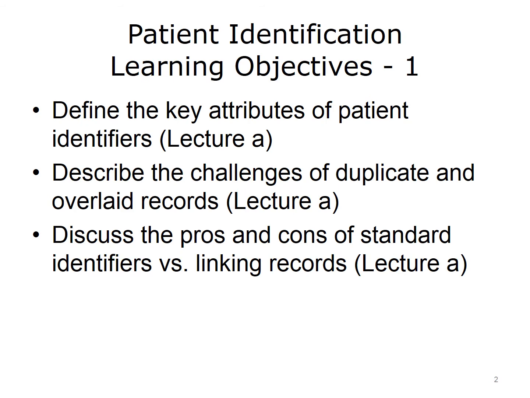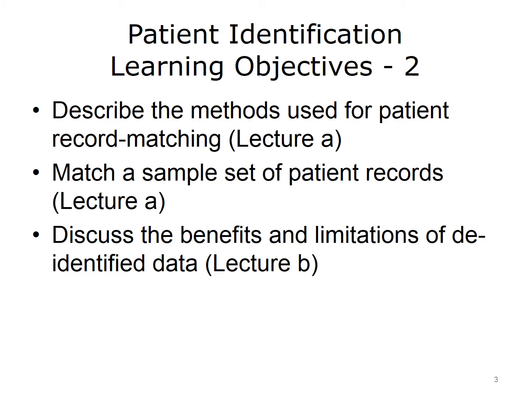The learning objectives for this unit, patient identification, are to define the key attributes of patient identifiers, describe the challenges of duplicate and overlaid records, discuss the pros and cons of standard identifiers versus linking records, describe the methods used for patient record matching, match a sample set of patient records, and discuss the benefits and limitations of de-identified data.